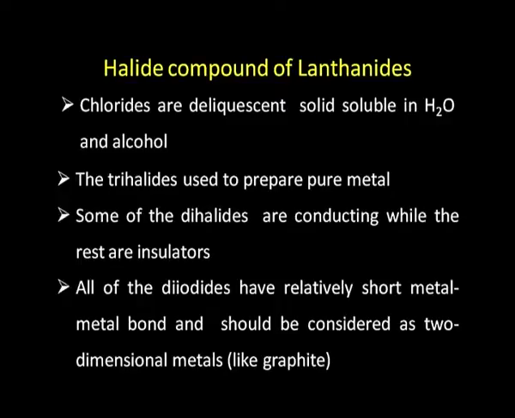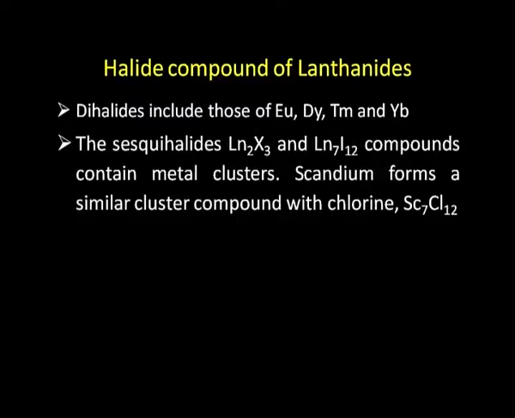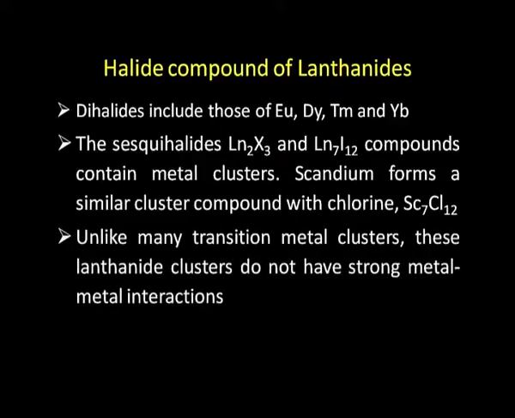All of the diiodides have relatively short metal-metal bonds and should be considered as two-dimensional metals similar to graphite. Graphite has a layered structure, a two-dimensional structure. The dihalides include those of europium, dysprosium, thulium and ytterbium. The sesquihalides of Ln2X3 type and Ln7I12 compounds contain metal clusters. Scandium forms a similar cluster compound with chlorine, Sc7Cl12. Unlike many transition metal clusters, these lanthanide clusters do not have strong metal-metal interactions.